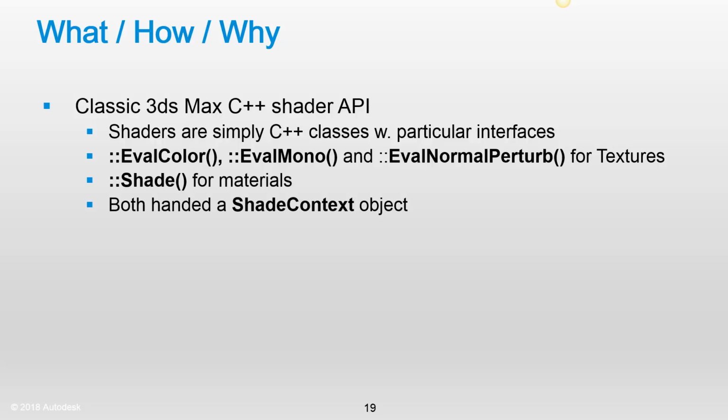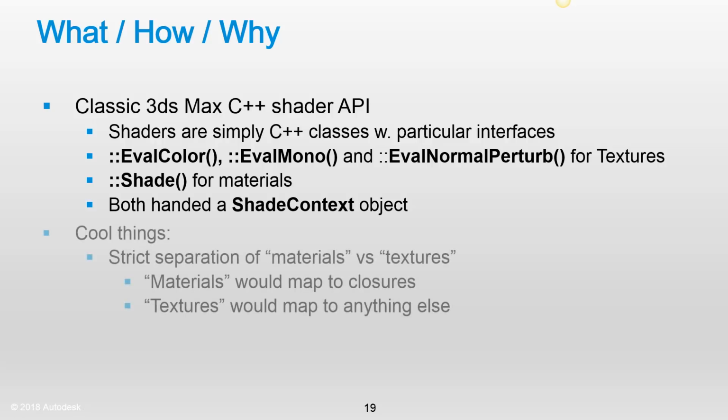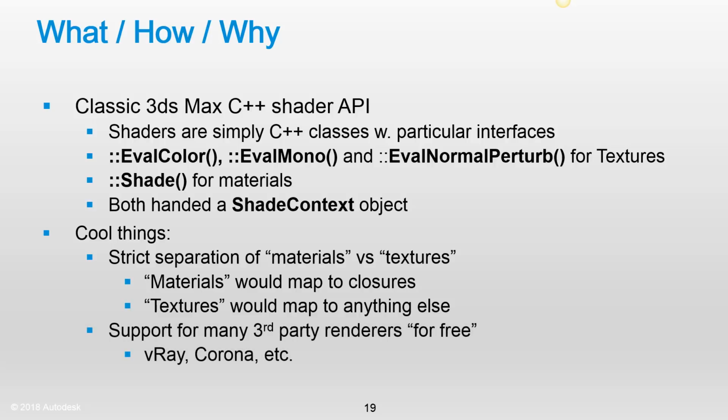So all you need to know about the classical shader API is this. Shaders in Max are simply C++ classes with particular interfaces. Textures have eval color, eval mono, and eval normal perturb member functions. And materials have a shade. They are both handed a shade context, which defines which point in space to shade, etc. This gives them some cool things. Max always had a strict separation of materials versus textures, where a material would map to anything in OSL that returned a closure, and textures would map to anything else. And doing it this way, like I said, supports many of the third-party renderers written for the classical API.